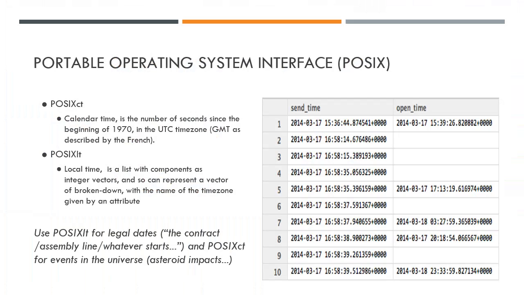This Portable Operating System Interface, POSIX in short, POSIX is the class in which the date and times are maintained. It has got two subclasses, which are POSIXct and POSIXlt. POSIXct is basically calendar time, and POSIXlt is the local time.